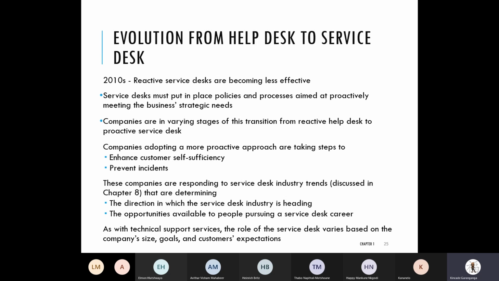So when you look at the whole concept of reactive service desks, like I was mentioning earlier on, waiting for certain issues to take place before you can provide a distinctive solution, they're not effective at all, or they're less effective.